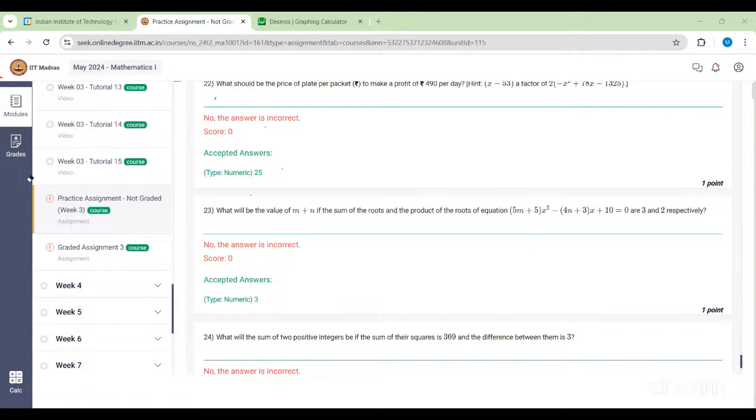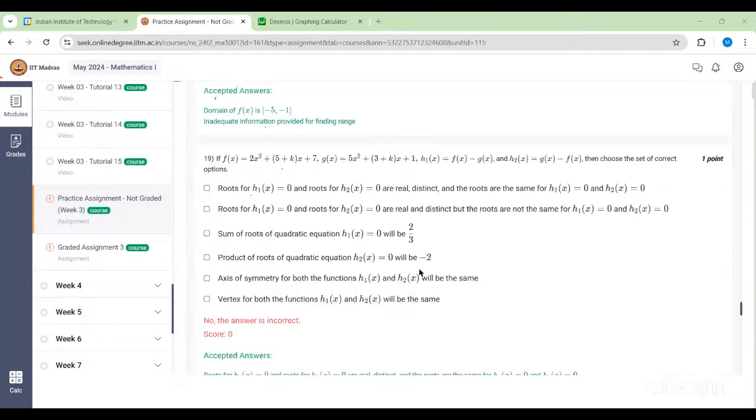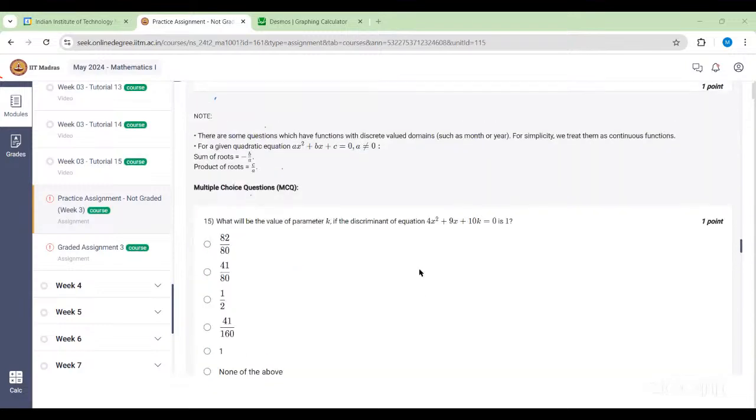Any other doubt? Any other question? I have a last doubt in question number 6. Can you give hint only? Yeah, sure. Question number 6, right?